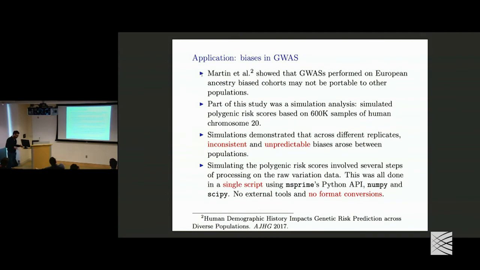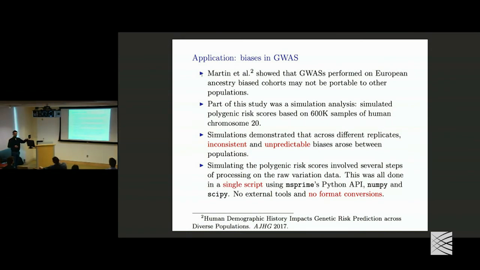All right. So in case you think that MSPrime can only be used for boring software development tools, I wanted to show an application, a real biological application that's been recently published from folks right here at the Broad. Alicia Martin and others showed that for the GWAS we perform on European-biased cohorts, we need to be very careful about seeing whether those results port to other populations. Part of the study was a simulation study where we took 600,000 samples of human chromosome 20, then built a sophisticated polygenic risk score model on top of this, and then examined the results. What they showed is that across different random replicates, we see inconsistent and unpredictable biases arising between populations. So purely as a result of the stochasticity and the coalescence, we can see these very unpredictable biases occurring.